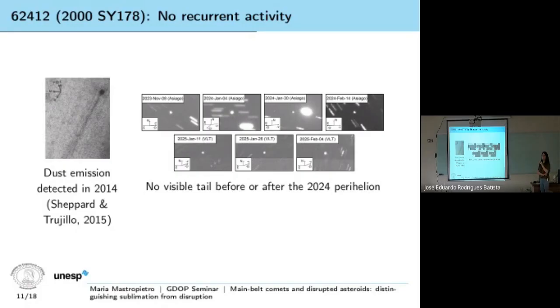There are no published studies regarding its activity during the perihelion in 2018, and so we observed it to see if it reactivated or not. We monitored the object for different months before perihelion with the Asiago telescope in Italy, and after perihelion with the Very Large Telescope in Chile. And we saw no tail, so no activity. It is not a main belt comet.